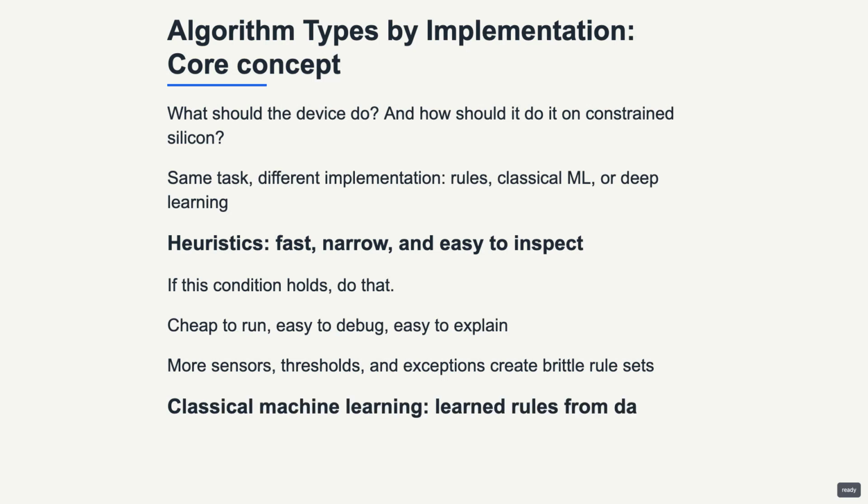Classical machine learning sits between manual rules and deep learning. It learns patterns from examples, which gives you more flexibility than a fixed heuristic without demanding the full complexity of a neural network.